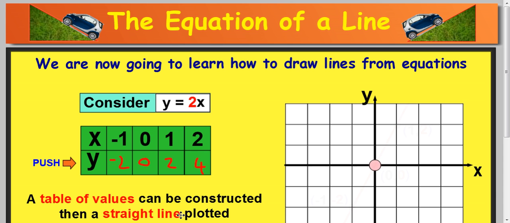Now the other thing you notice when you're plotting straight line points is the distance between these points at the bottom should all be the same. You can see it's going down in 2's there. If it wasn't consistently going down in 2's, you've probably done something wrong.